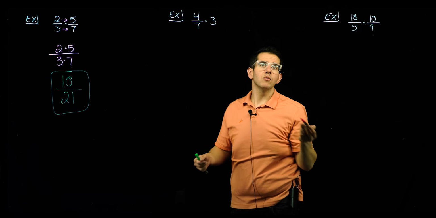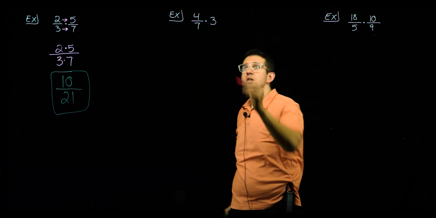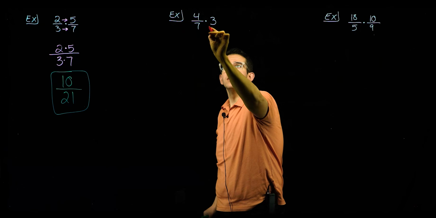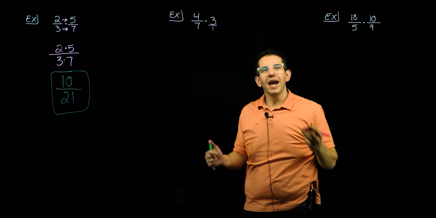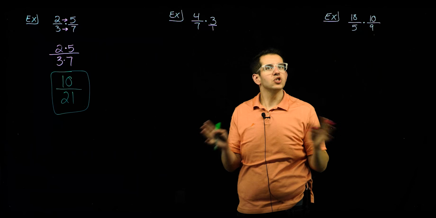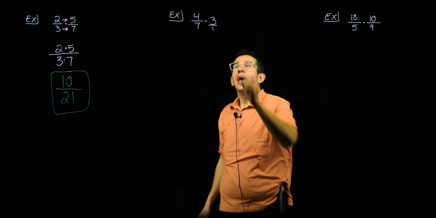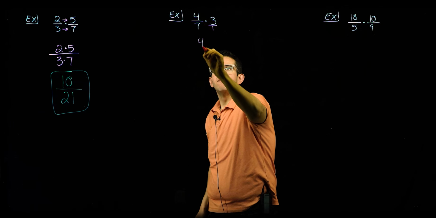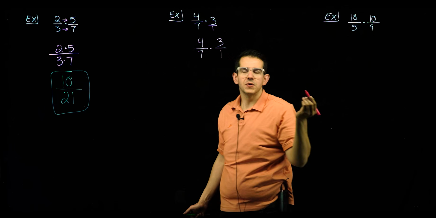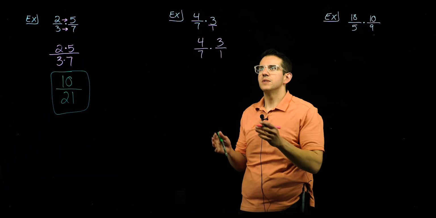It might not seem like we're multiplying fractions again, but we technically are, because we have the ability to rewrite 3 as 3 over 1. Any whole number can be rewritten as itself over 1 without changing it. Anything divided by 1 is just itself. And now suddenly we have 4/7 times 3/1. You don't have to rewrite it like this, but it just makes it a little bit easier to visualize.